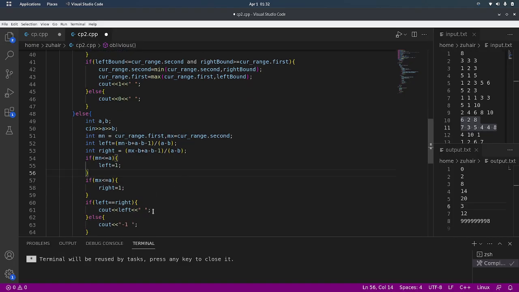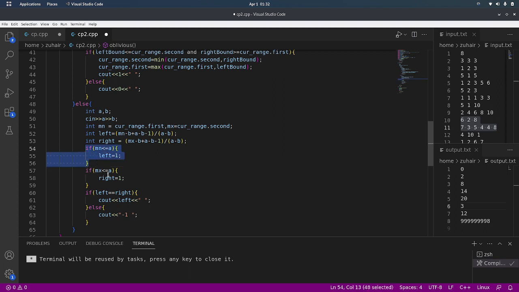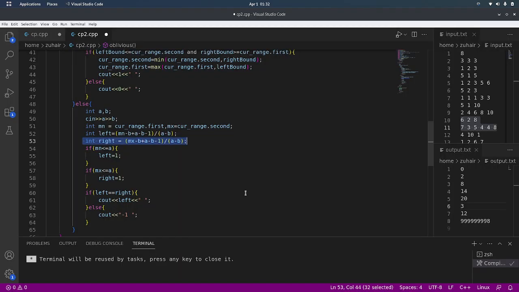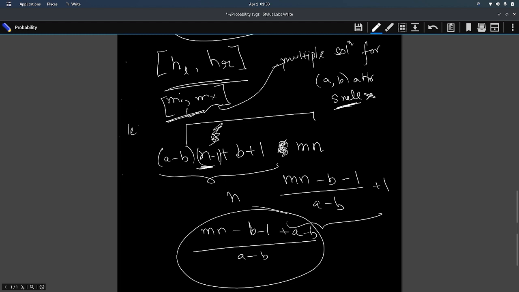This is our left, and if mn is less than or equal to a, then we know that in a single day we can travel it. Similarly, if mx is less than or equal to a, we know that. Else we find out the left and right values, that is exactly this, mn minus b plus a minus b minus 1 by a minus b. And similarly for the maximum value we also find, that is basically we are normalizing n and trying to find out if in this range there is a single n present or not.